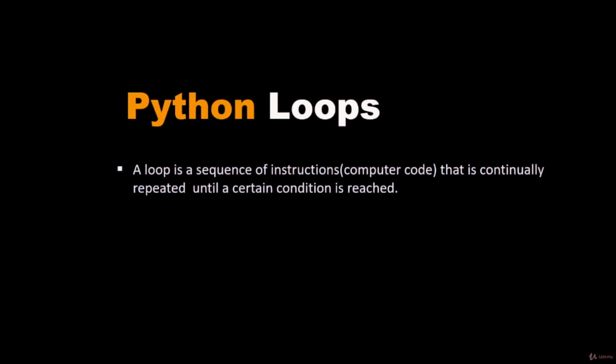What are Python loops? Loops in Python is basically a sequence of code that you want to be repeated, or you want to run continuously until certain conditions are met. So if you have a block of code you want to execute several times based on certain conditions, you can use a loop, and that code will continue to run until certain conditions have been reached.